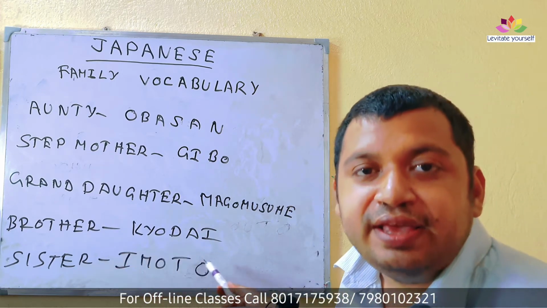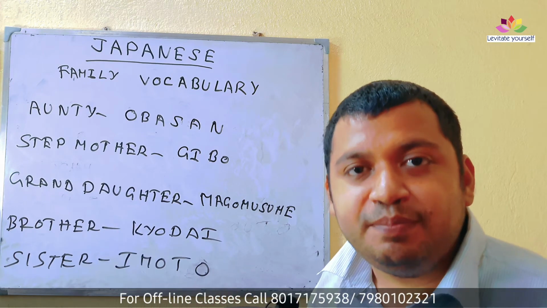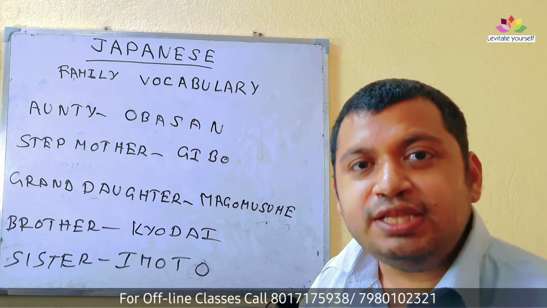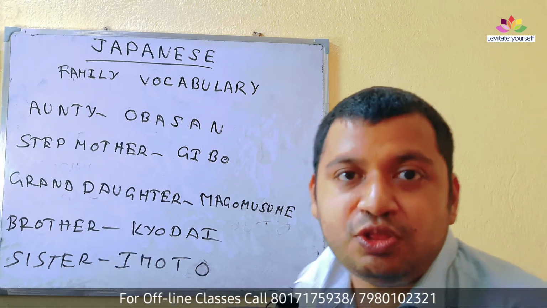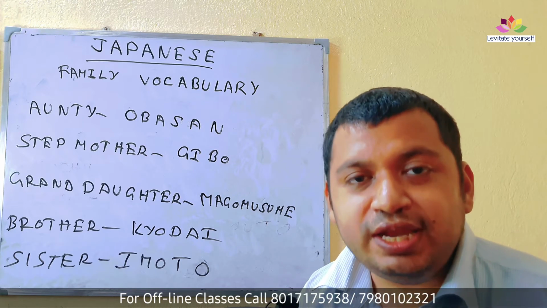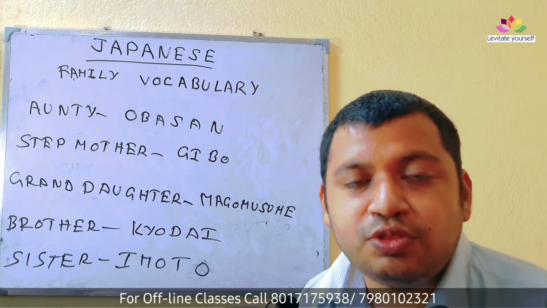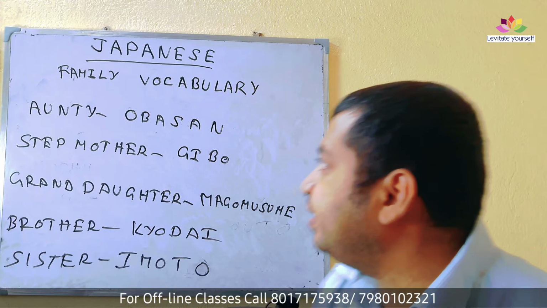Brother, kyodai. Let's pronounce it with me. Brother, kyodai. Now let's move to the next word. Sister, imouto. Let's pronounce it with me. Sister, imouto. Now let's repeat it all again.